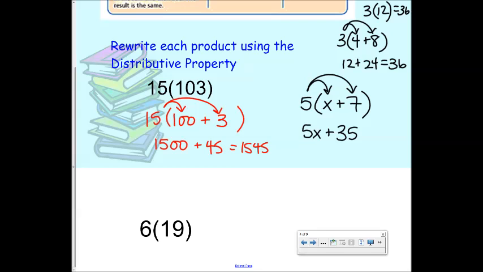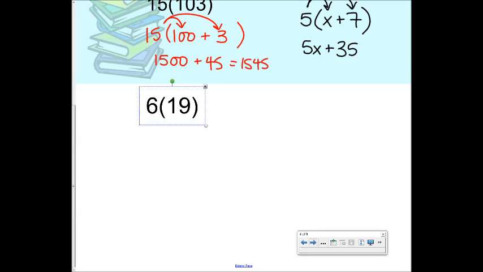All right, so I might not have been able to do that mentally. I probably would have had to write it down. But if I break it up into a round number and then what's left over, then it makes it a little bit easier if I use the distributive property. So what could I break 19 into? 10 plus 9. Good. So 6 times 10 plus 9. And then if I distribute that, what's 6 times 10? What's 6 times 9? And what's 60 plus 54? 114.